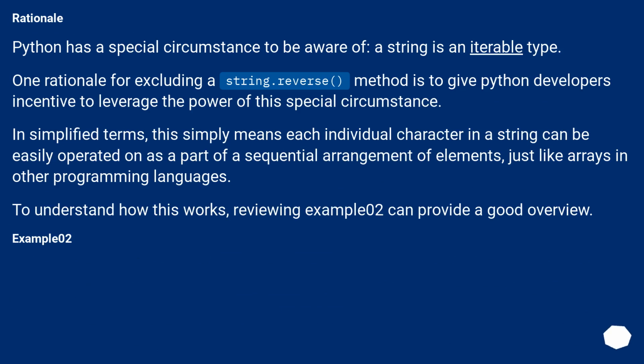Rationale. Python has a special circumstance to be aware of. A string is an iterable type. One rationale for excluding a string.reverse method is to give Python developers incentive to leverage the power of this special circumstance. In simplified terms, this simply means each individual character in a string can be easily operated on as a part of a sequential arrangement of elements, just like arrays in other programming languages. To understand how this works, reviewing example 02 can provide a good overview. Example 02.